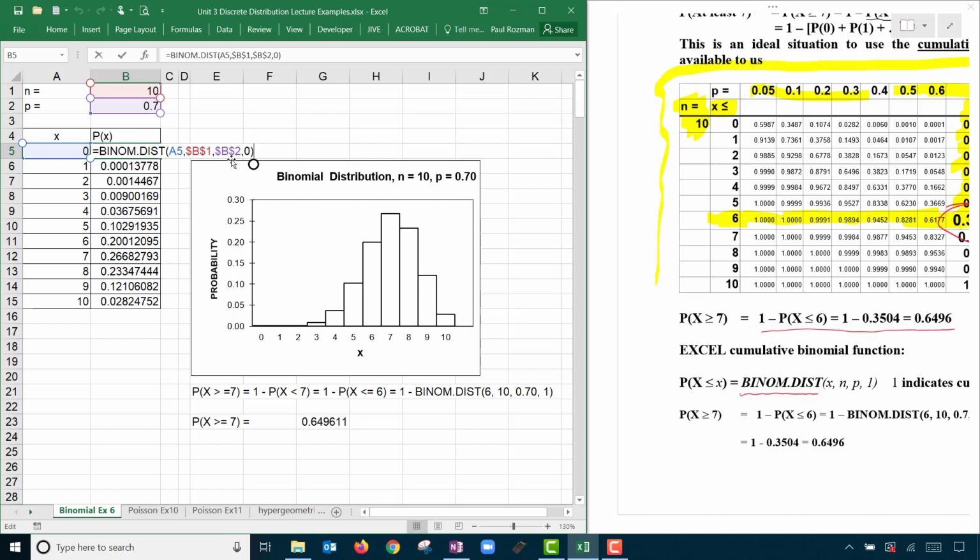The probability of success is the next input. It's, in this case, 0.7. I could have hard-coded those numbers in. I could have said A5, comma 10, comma 0.7.